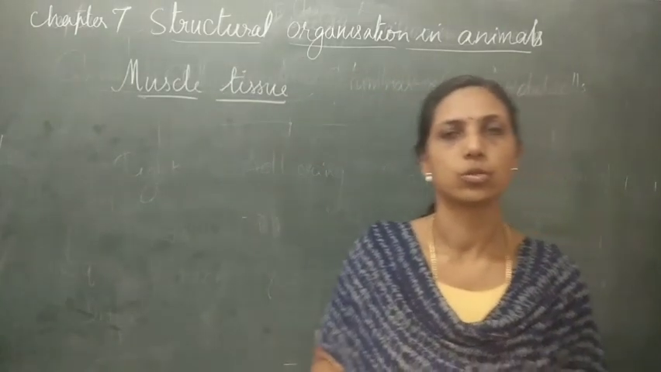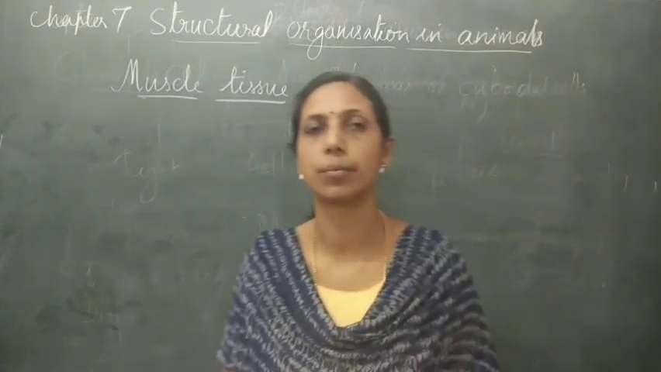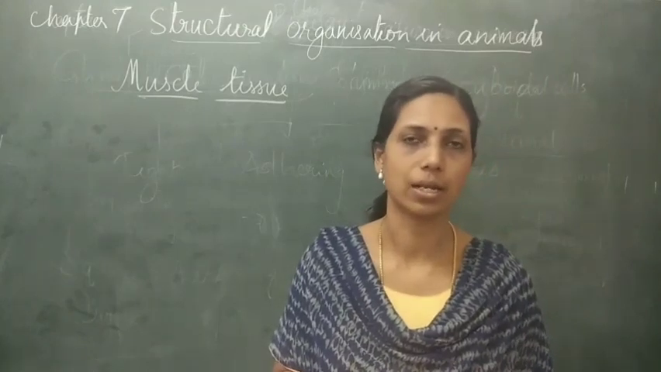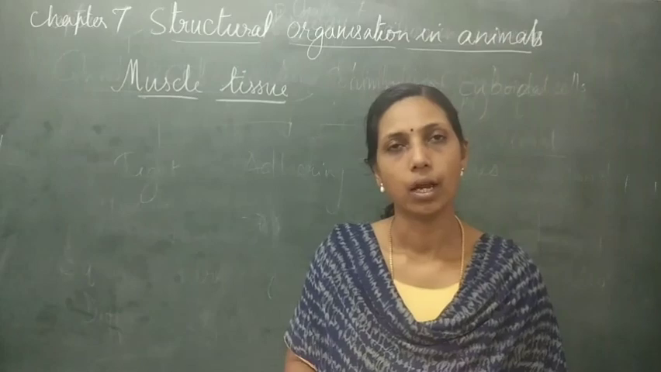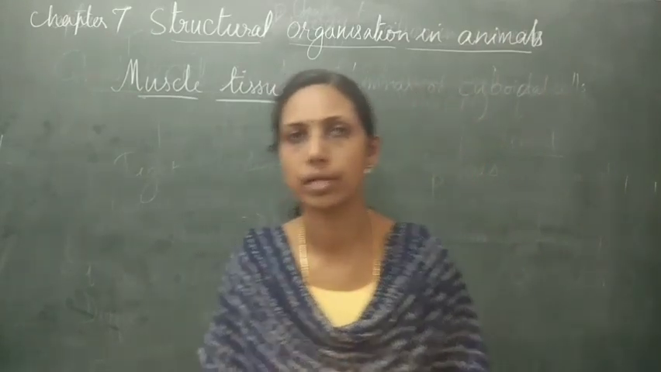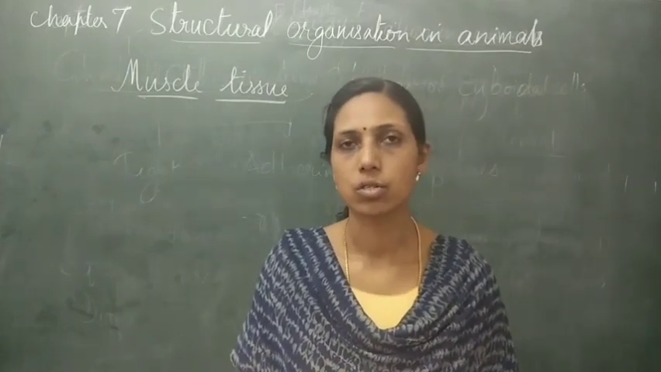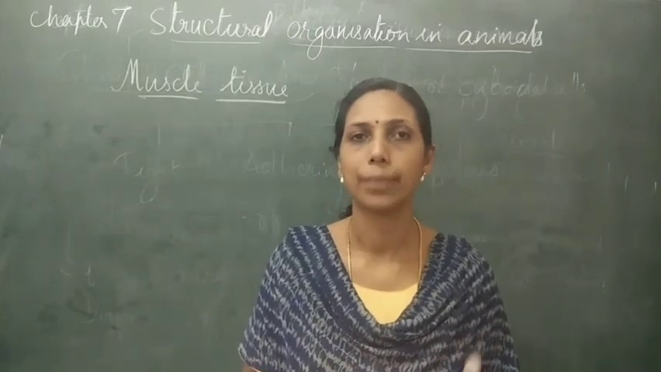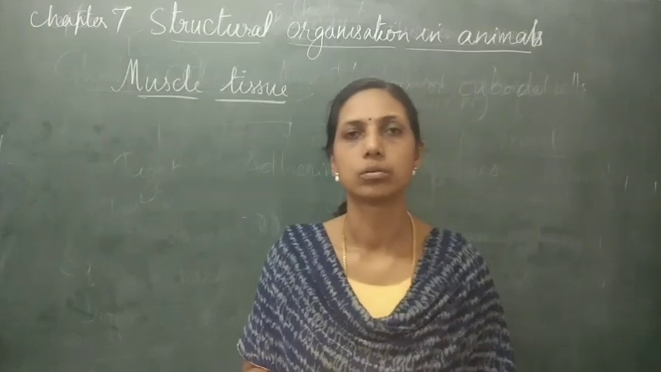Next type of tissue is muscle tissue. Muscle tissue, as we discussed in the beginning itself, is concerned with movement and locomotion. These muscles are attached to the bones, and how do they move the bones? They contract and relax, and due to the contraction and relaxation, they move the bones. And how many muscles are attached to one bone? There are two muscles, or muscles always work in pairs. So they will pull the bone.